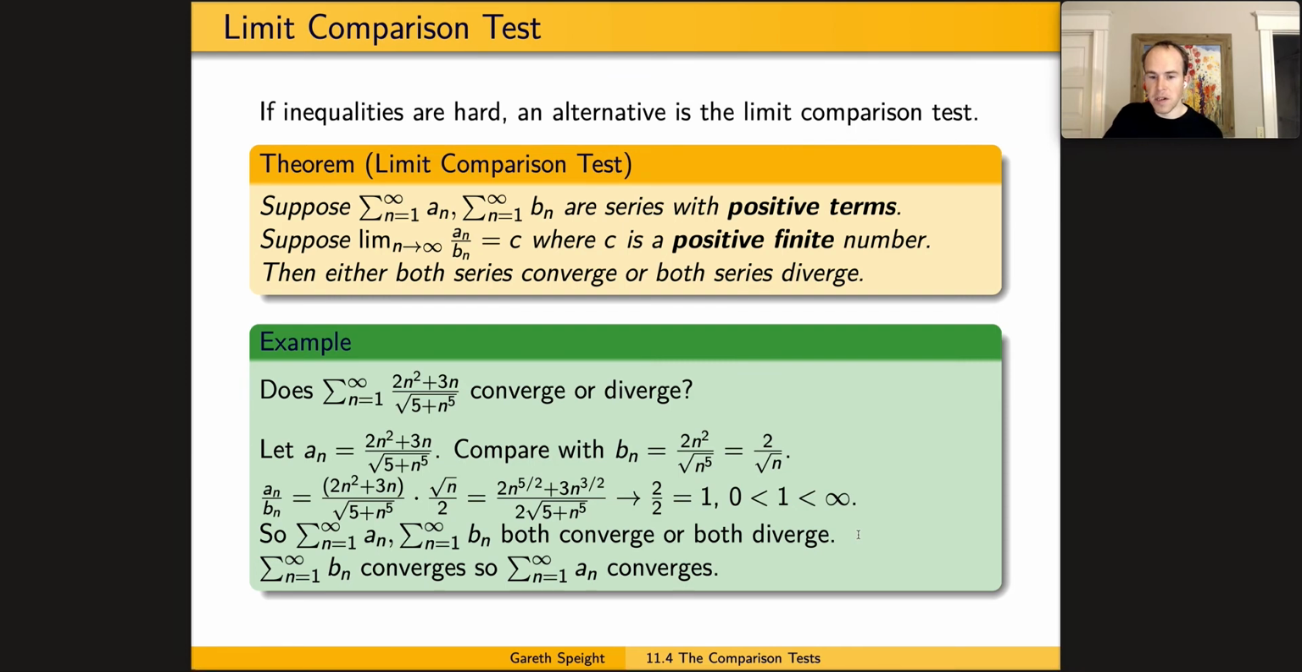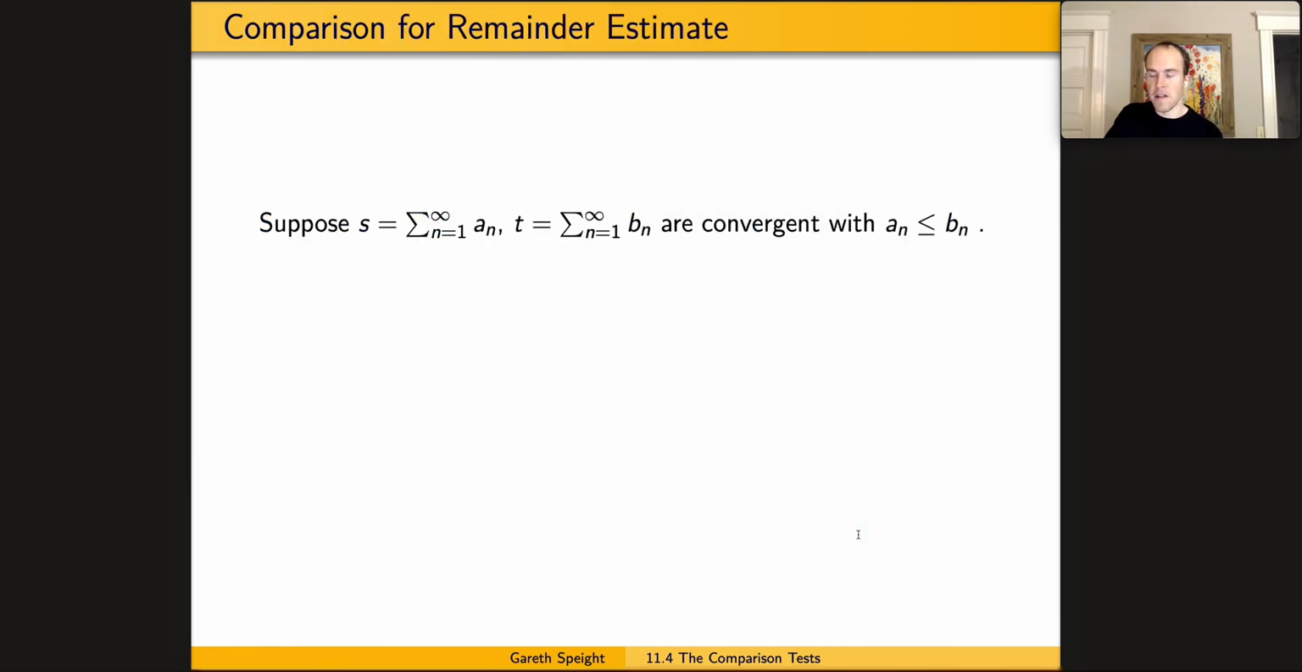And maybe one last thing to mention in this section is using comparison to estimate remainders. Remember, we started talking about this in the previous section on the integral test. But quite often, if you're using the integral test, maybe the remainder is hard to calculate. So one thing we can do as well is compare it to something which is simpler.